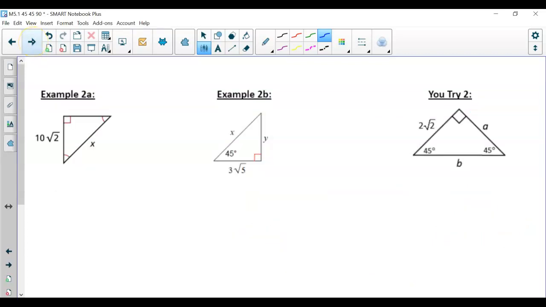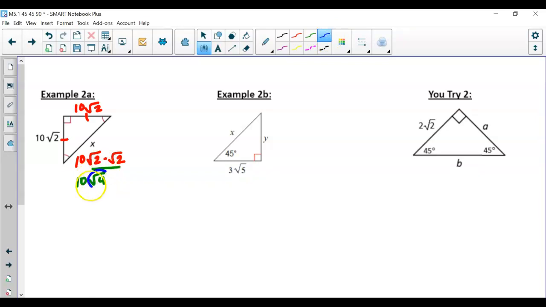So now going on to example 2. Here again, this is a 45, 45, because notice the angles are the same. So in this case, we have a 45, 45, 90. Now, if this side is 10 radical 2, then the other side is also 10 radical 2, which means that x is 10 radical 2 times radical 2, which here we only multiply radicals. So this is 10 radical 4.